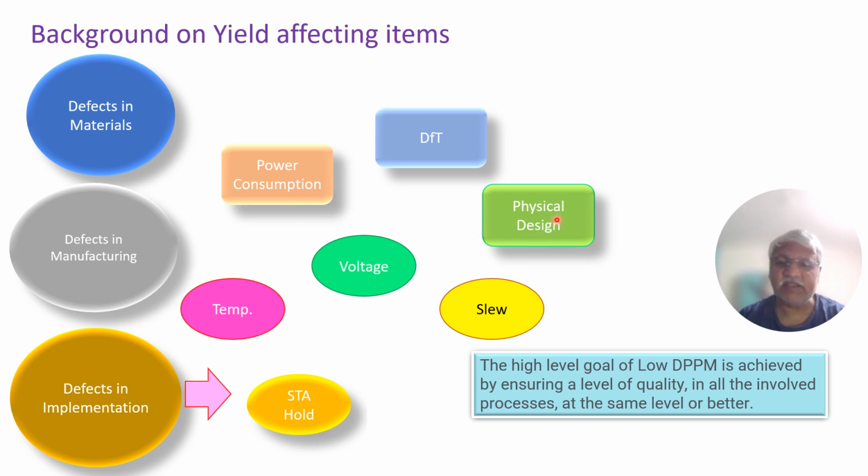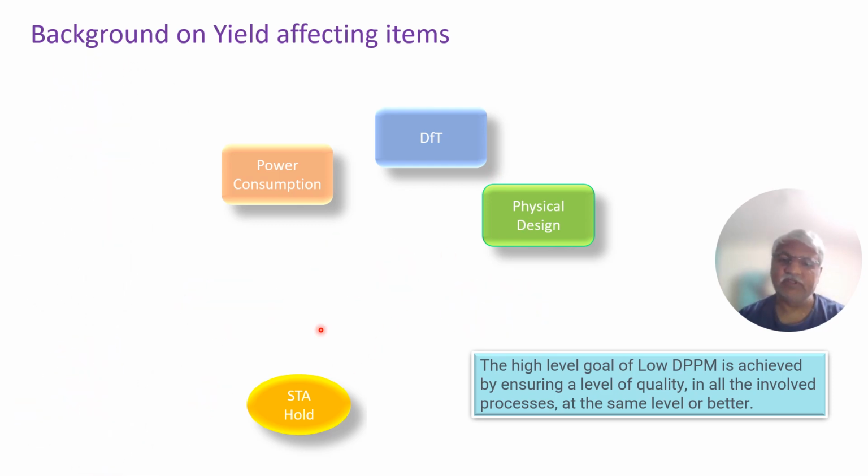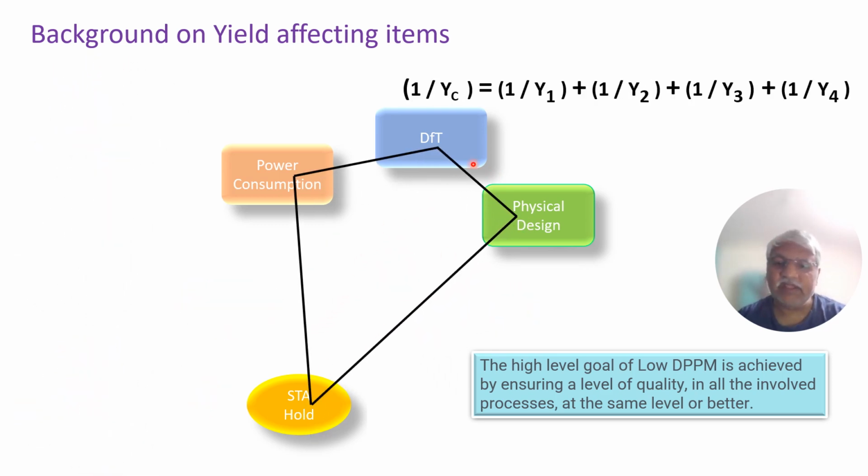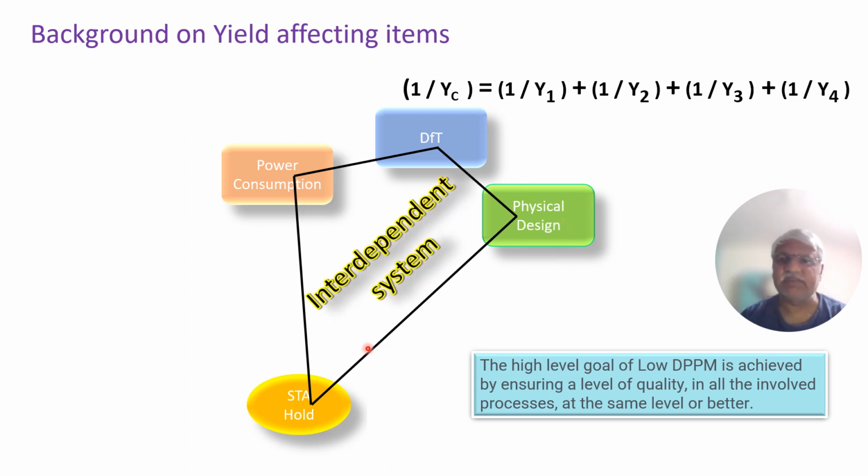In the same way, physical design also should be in such a manner that the power consumption and the power grid used should not overburden the physical design. So these phases are interrelated. We need to know that the yield due to one phase will affect the overall yield of the system. So this is an interdependent system. That means the effect of one will impact the other parts of the system.